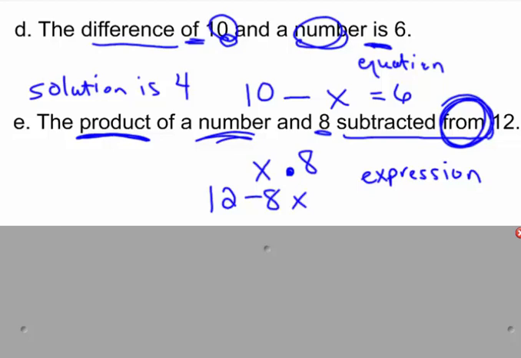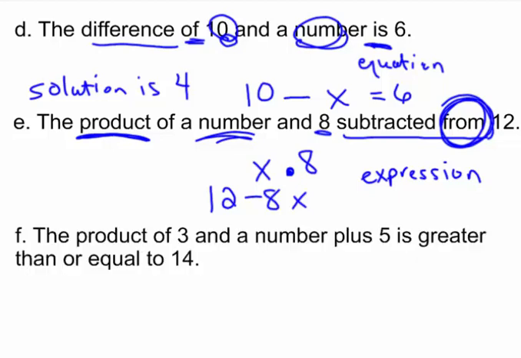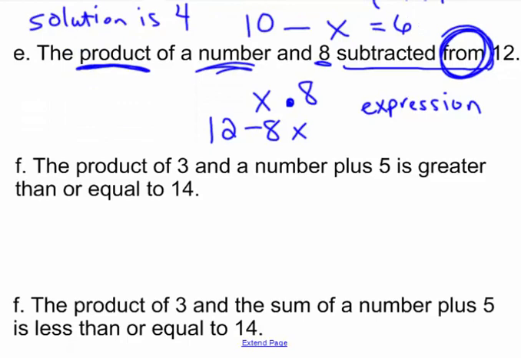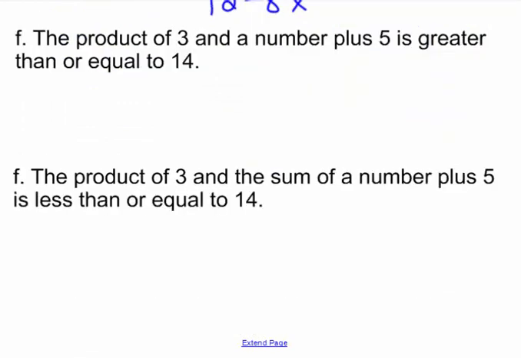In F, the product, again, means multiply, of 3 and a number plus 5 is greater than or equal to 14. Is greater than or equal to. Okay, well, that's going to be greater than or equal to 14 on the right-hand side. It means it is an inequality here.